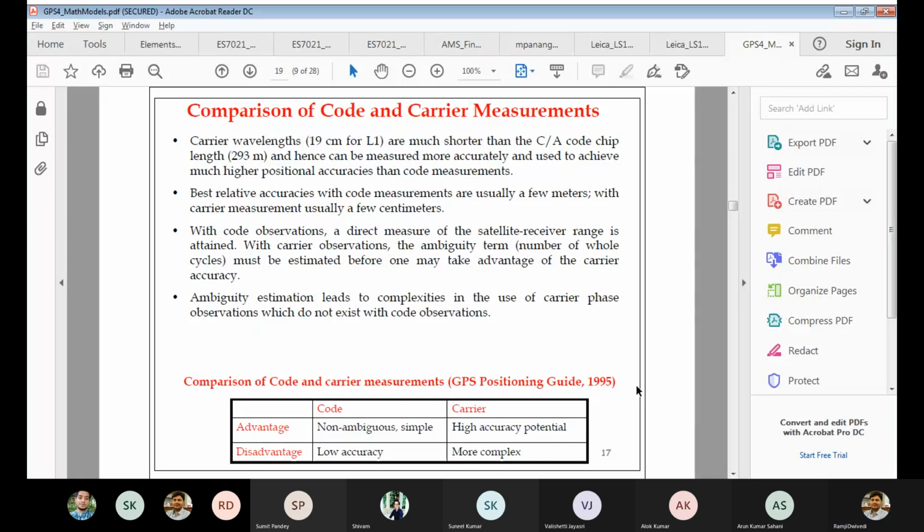So as you could see, for 1% you are in millimeters for carrier wavelengths, carrier phase measurement, and in meters for the code pseudo ranges. So this can be considered as a foundation remark for comparison of code and carrier phase measurement: that the carrier measurements are more accurate and used to achieve much higher position accuracies than the code measurement. The best relative accuracies with code measurements are usually a few meters, with carrier measurements usually a few centimeters.